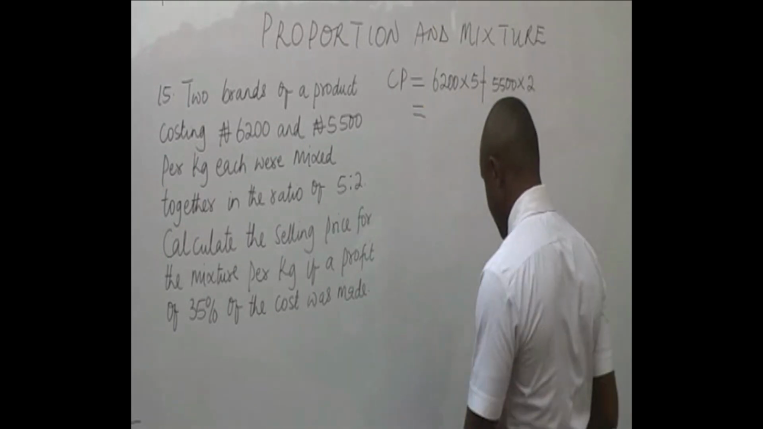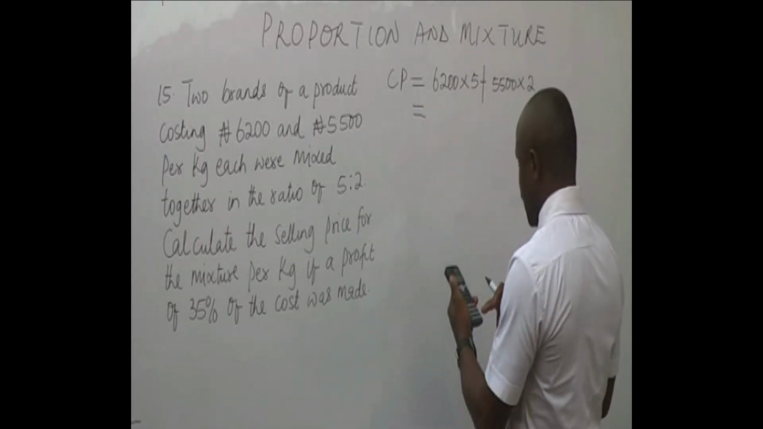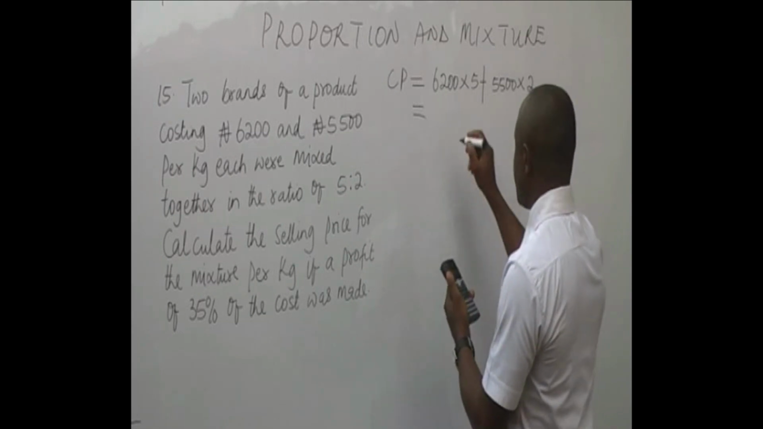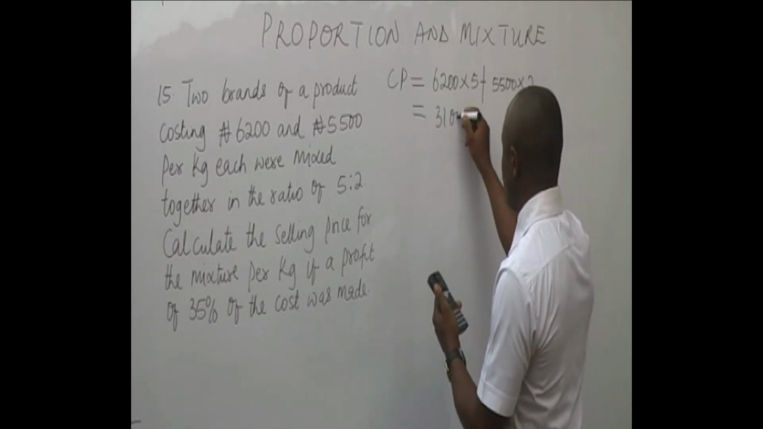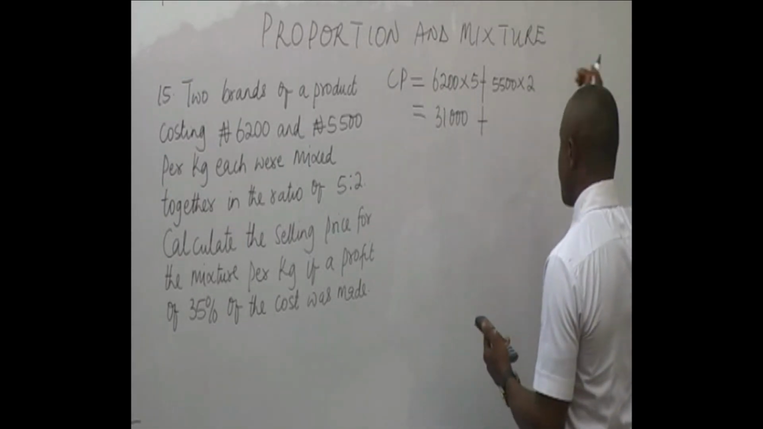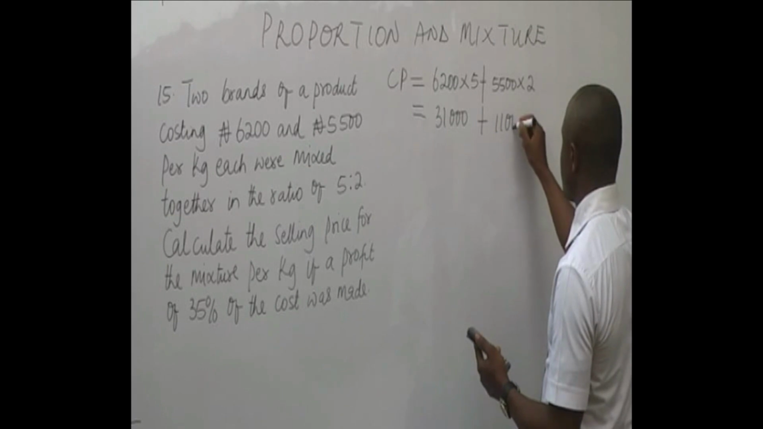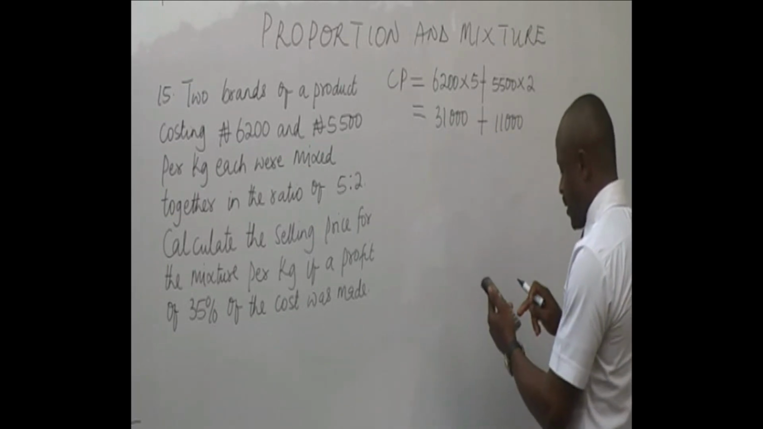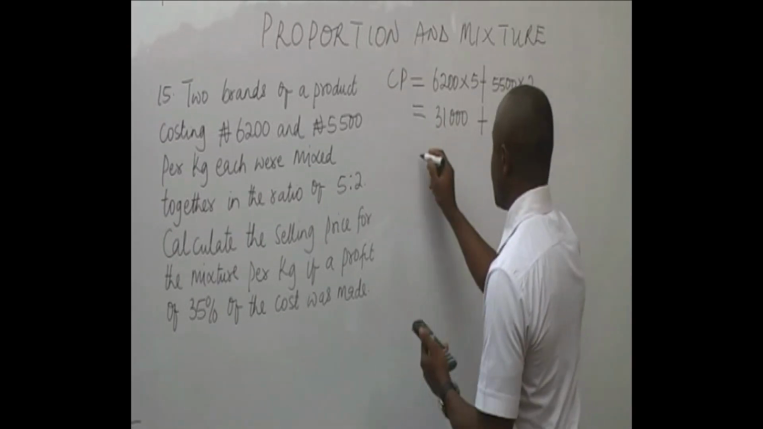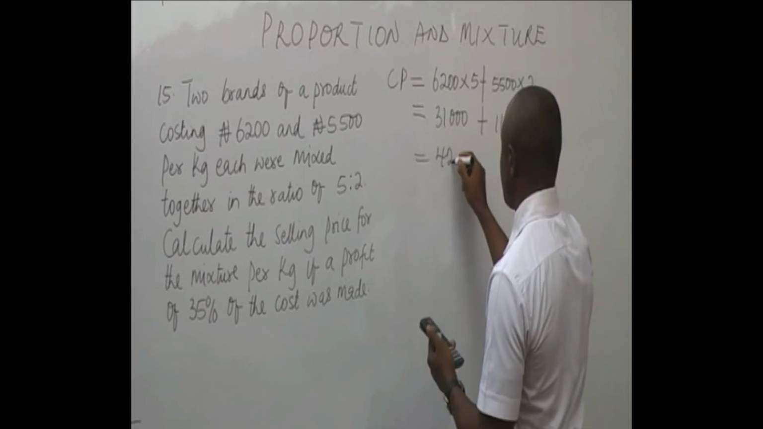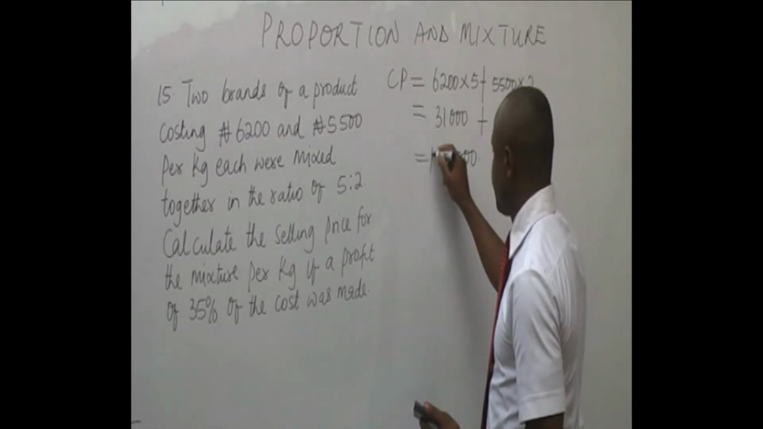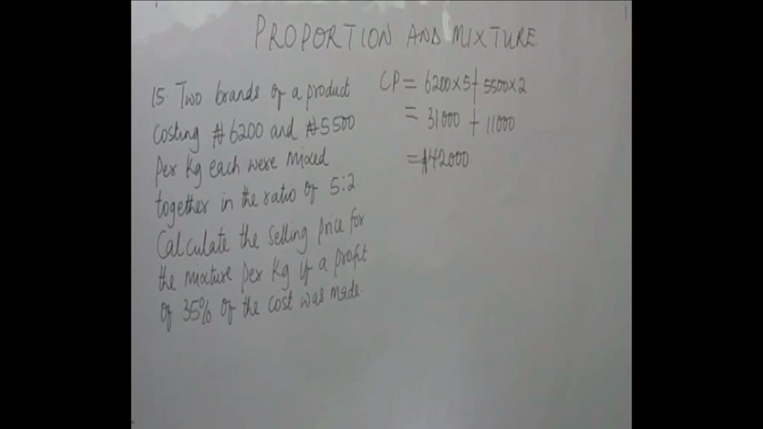So let's multiply. 6,200 times 5, 31,000 naira plus 5,500 times 2 will give us 11,000. Let's add them together. 42,000 naira is the cost price.